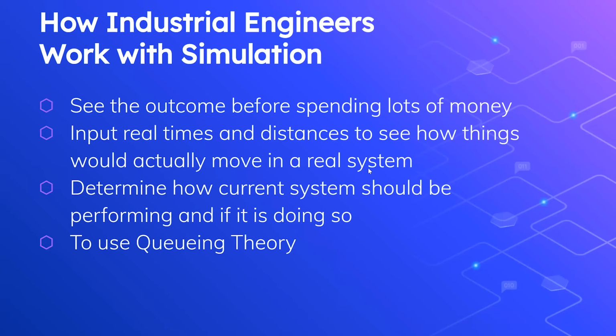So how do industrial engineers work with simulation software? Well, they're able to see the outcome before spending lots of money, which is important because if you take a risk not knowing how it's going to change things, it could really mess up your process, and then you have lost a lot of money. You have to make another change and come up with another solution to make that money back.